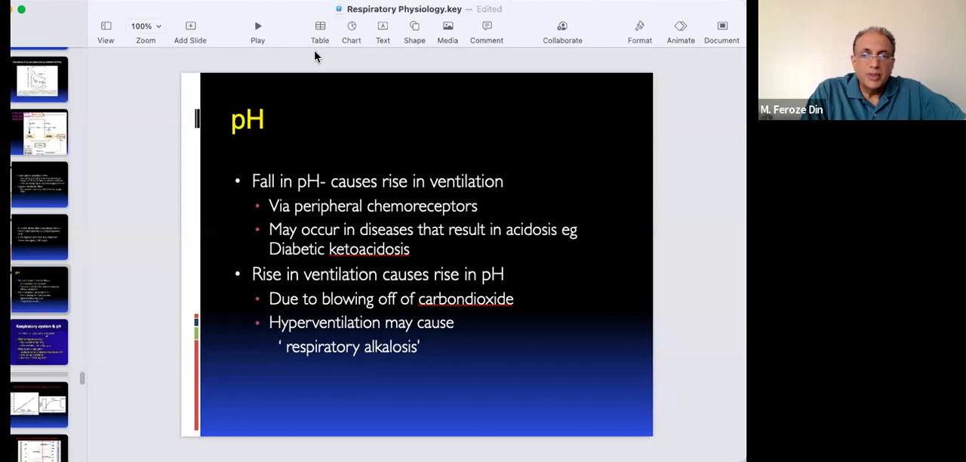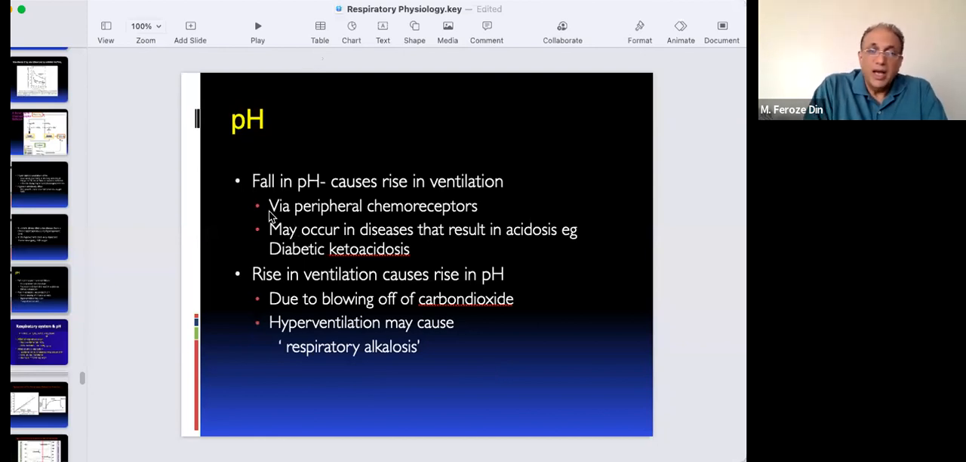Okay, so those are the questions. Let's then look at pH. pH is a distant third as a priority of the respiratory center, with oxygen being the first and carbon dioxide being the second. Now, how does the respiratory system influence pH?